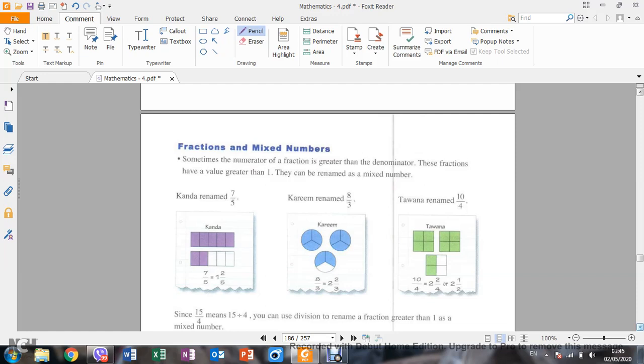So we have this fraction and mixed number. Sometimes the numerator of the fraction is greater than the denominator. These fractions have a value greater than 1. They can be renamed as a mixed number. Look, for example, here I have 7/5. Look, the numerator is greater than the denominator.